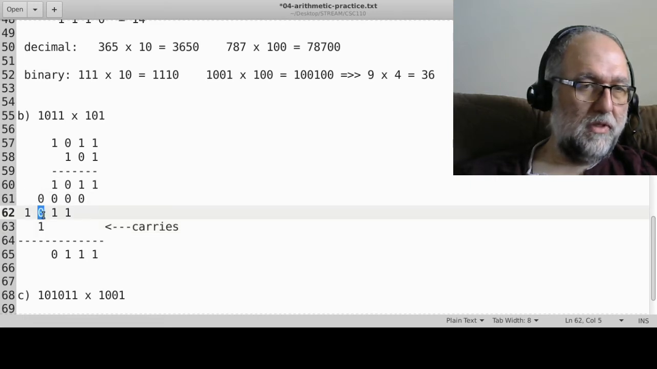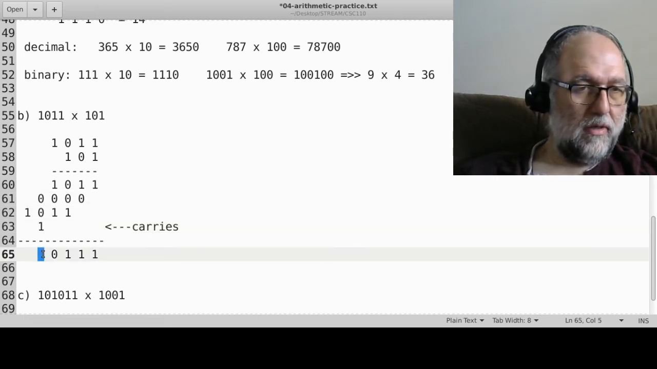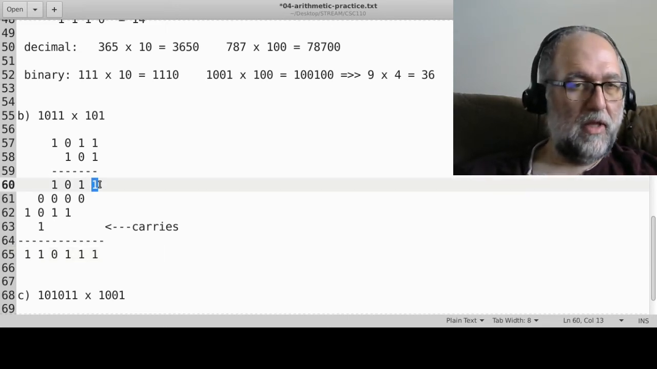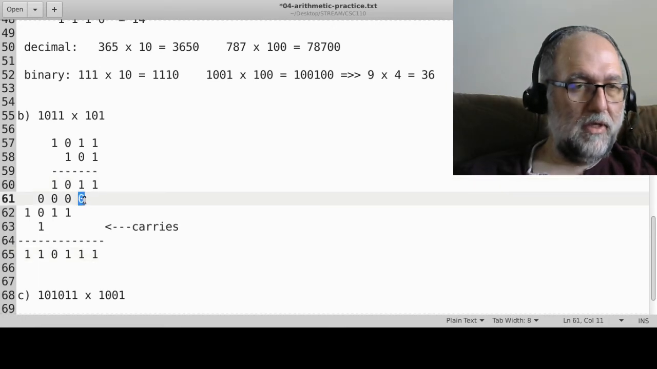And then 0 plus 1 is just 1. And then there's a 1 there like that. Okay, let me do this again just to make sure, because I got a little confused there. So that's 1. There it is. 1 plus 0 is 1.